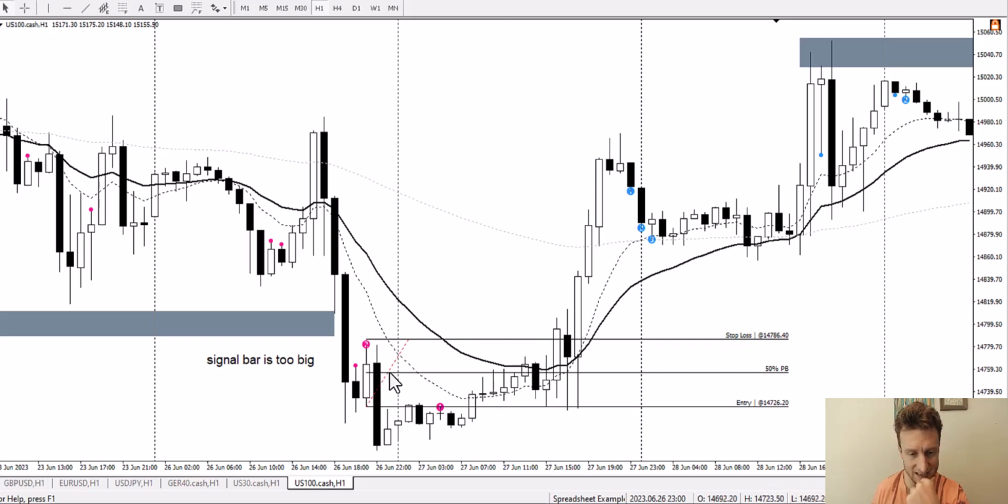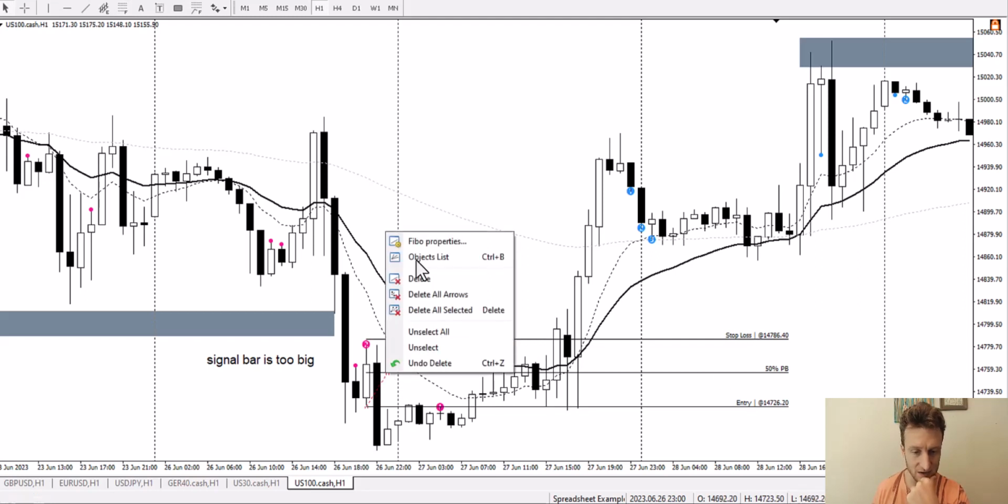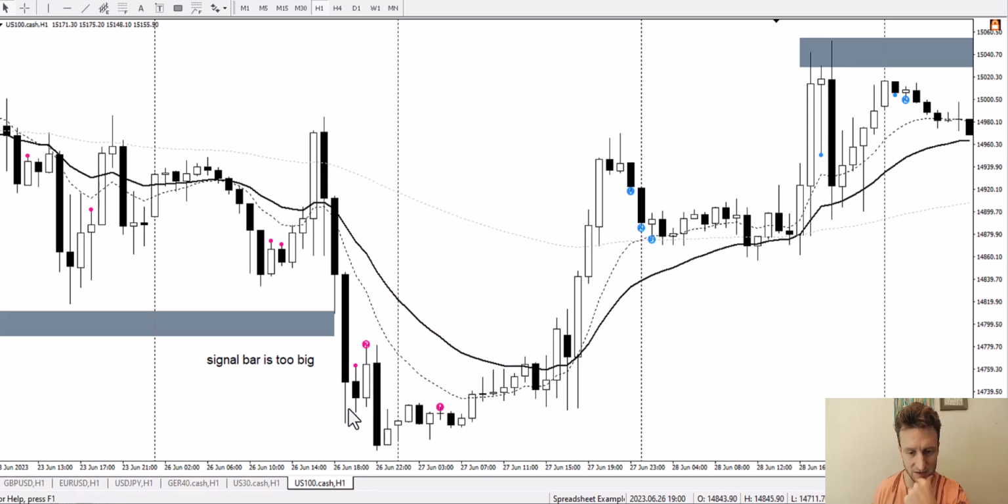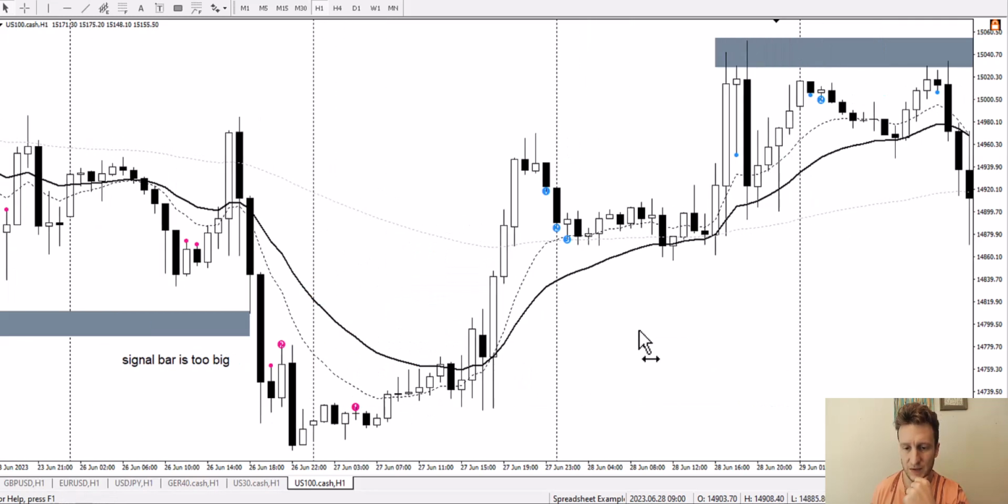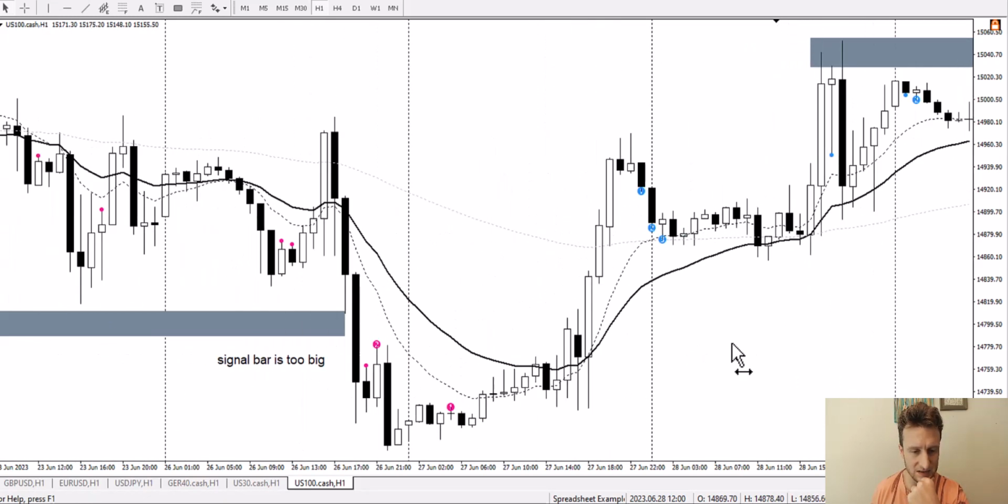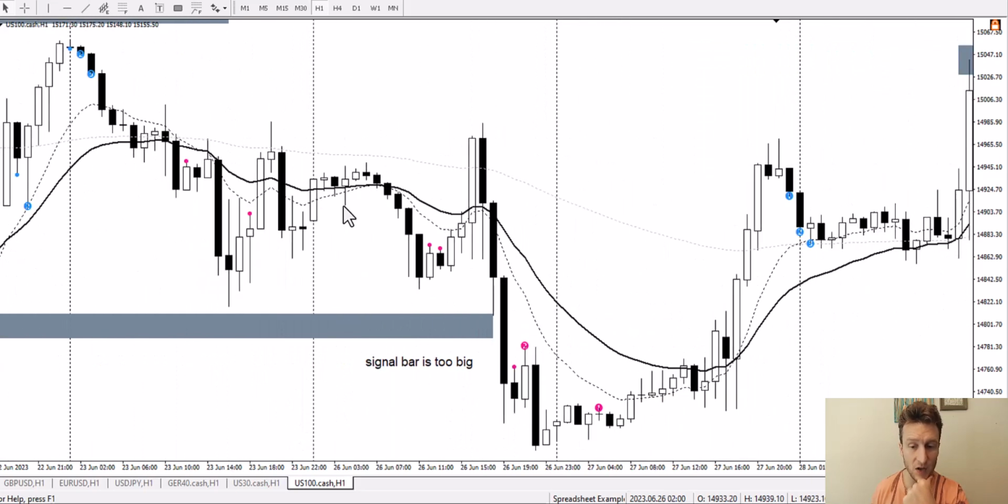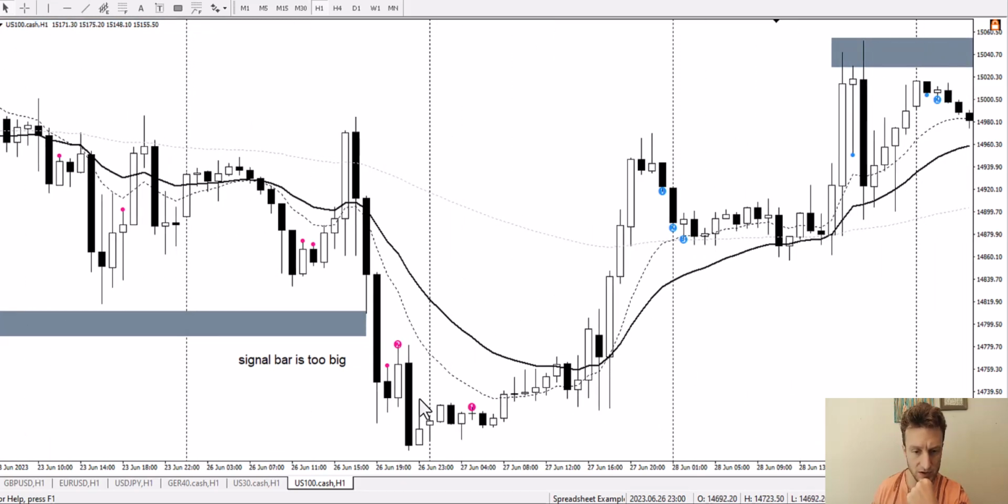Look how gigantic that thing is. That's a no. That's filtered out. I wouldn't have taken that. I see how you would take it because otherwise it's an impulse move, breaks an area, pull back. I see how you could get drawn into that, but the bar is too big.